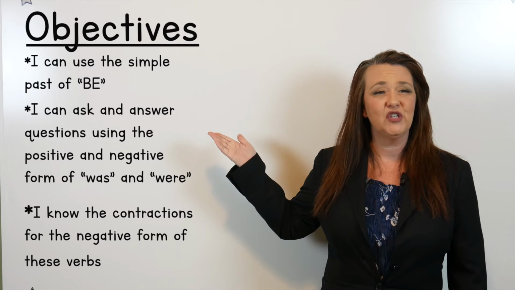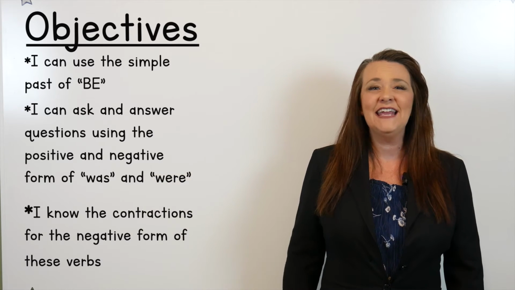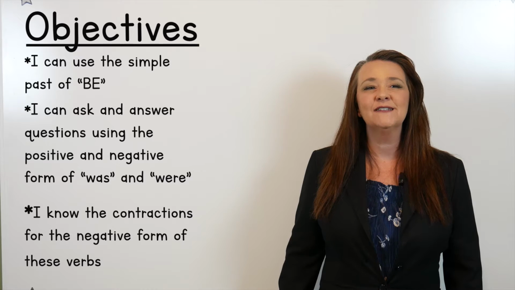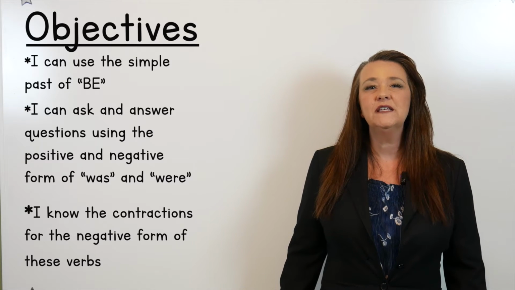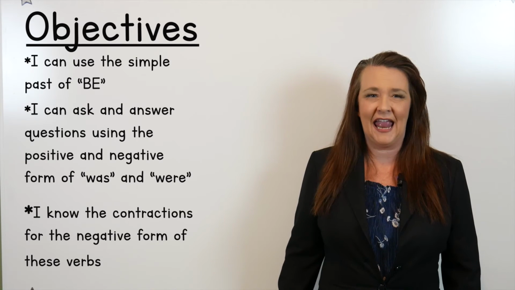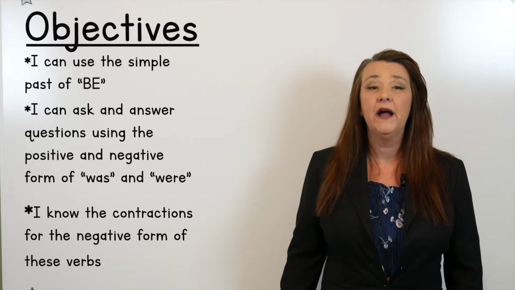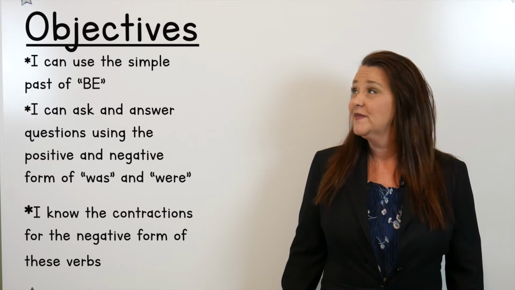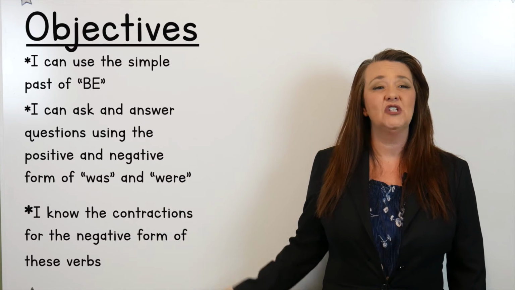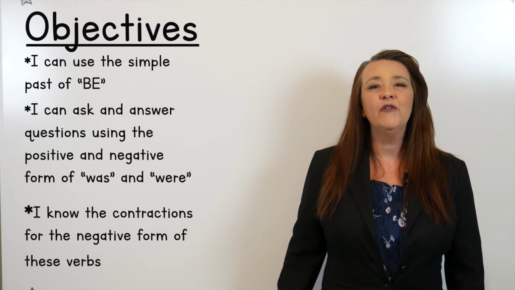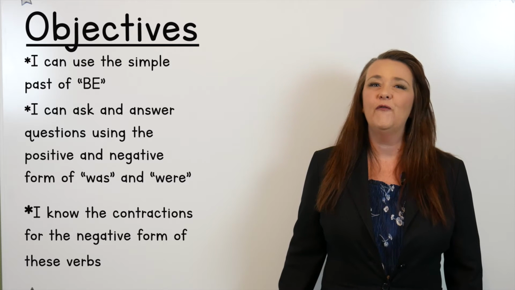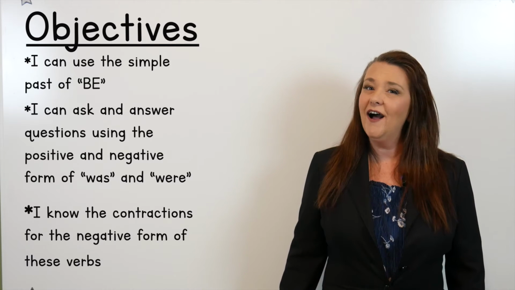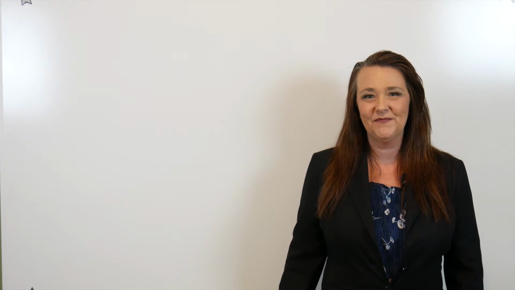The second objective says, I can ask and answer questions using the positive and the negative form of was and were. The last objective says, I know the contractions for the negative form of these verbs.